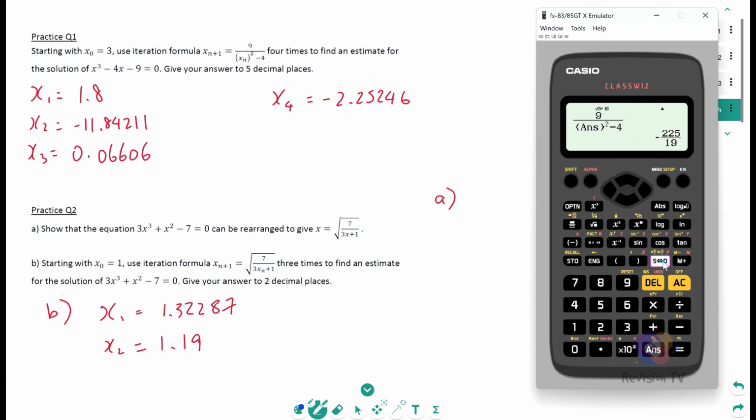Equal again. Negative 11.84211. Press equal again. 0.06606. Press equal again. Negative 2.2546. Yep. Okay. Right. Question 2. Show that the equation could be rearranged to give this one.